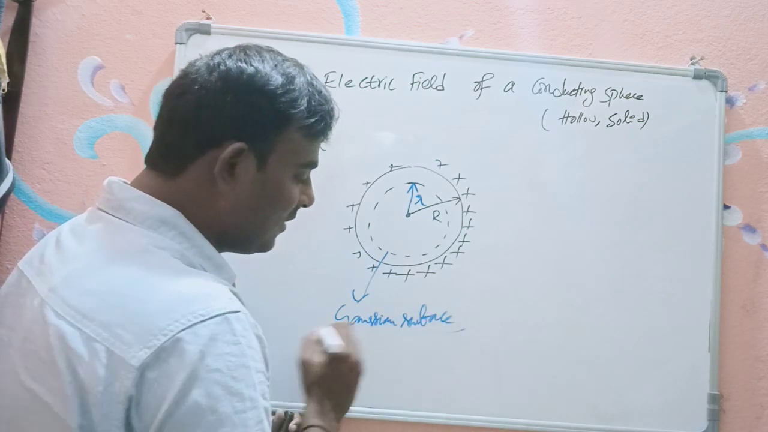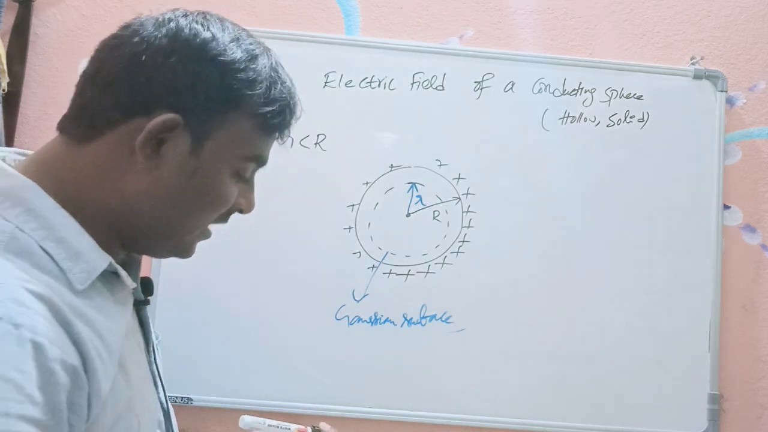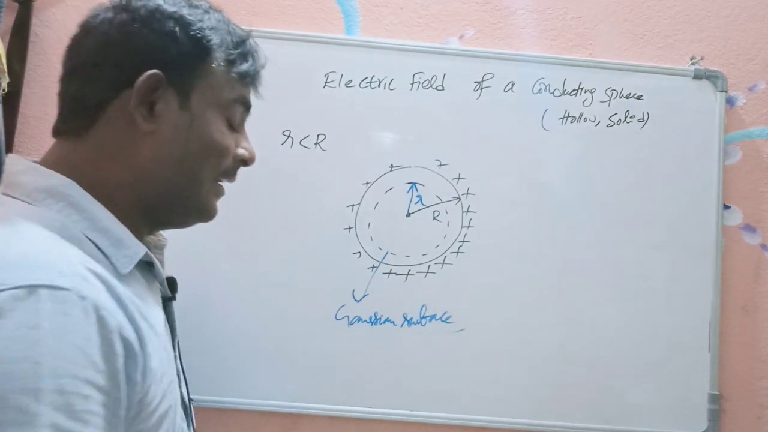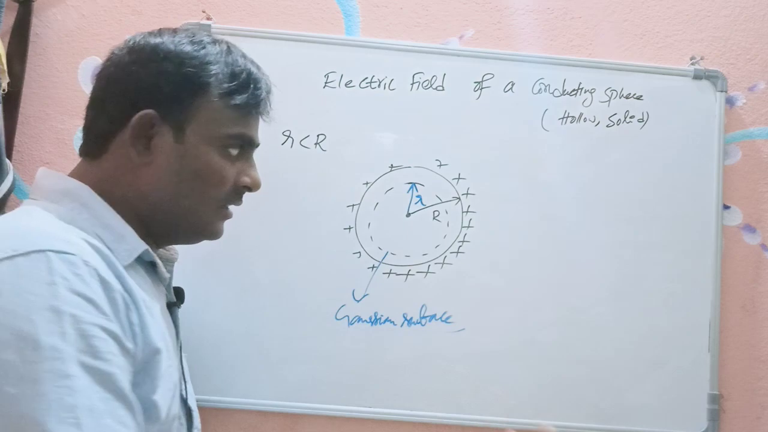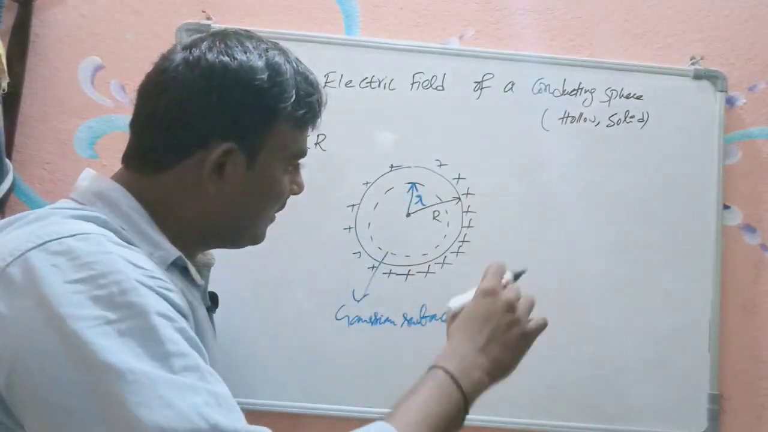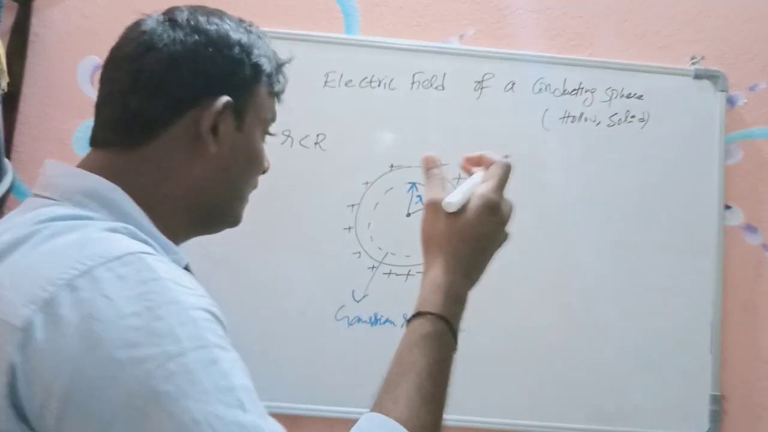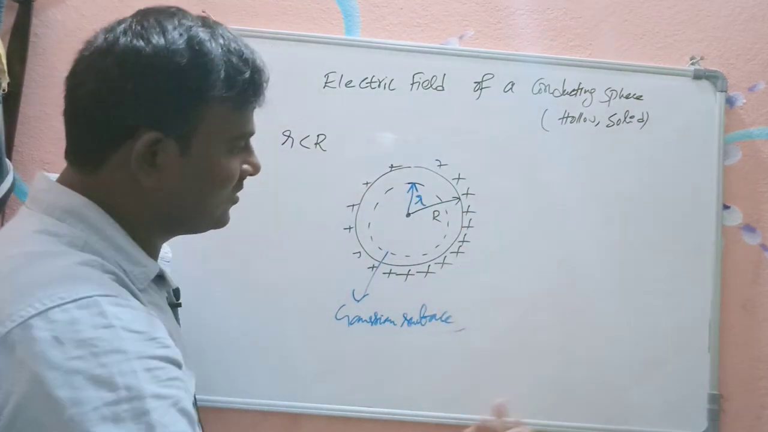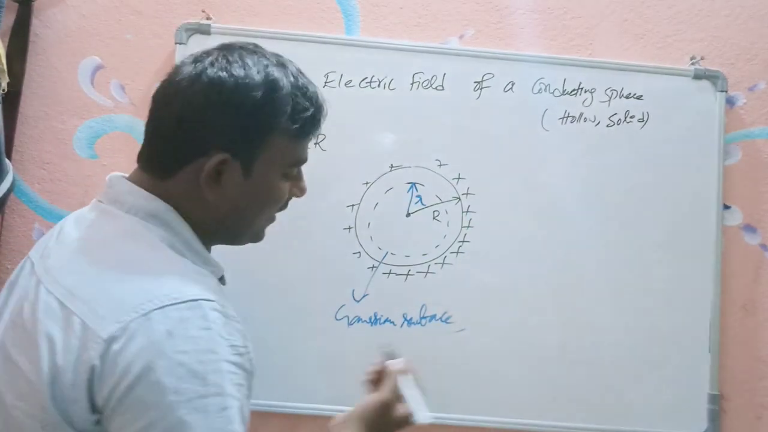Why we are considering the Gaussian surface inside the sphere? Because I want to know the field inside the spherical region. Previously we have determined the field outside the spherical region. Now we are finding the field inside the spherical region. Now how can you find the field?